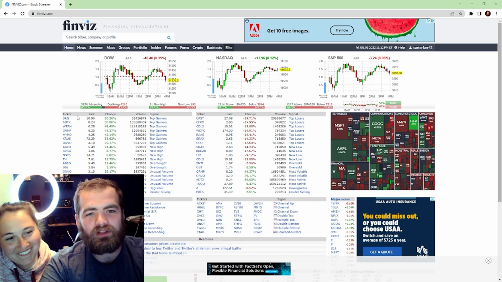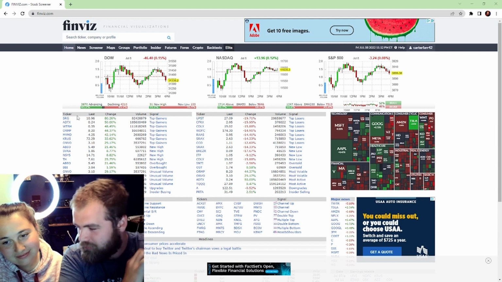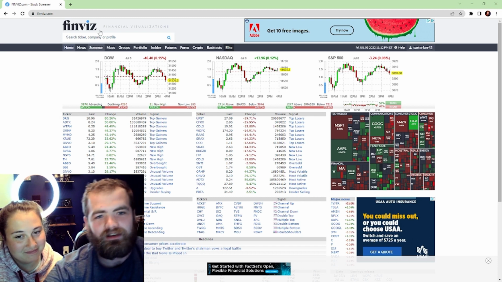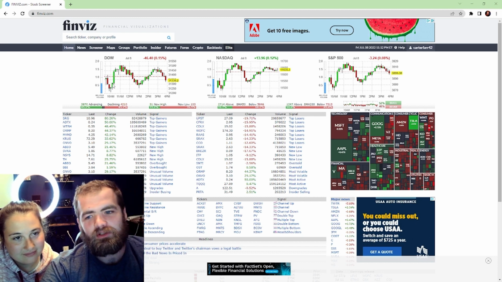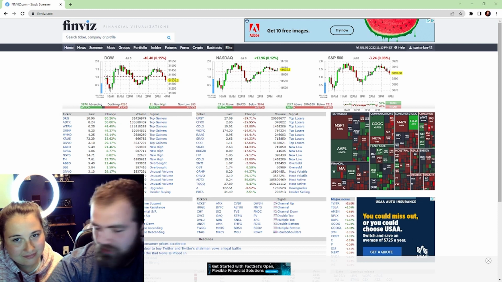This is what you call a stock screener, or stock scanner. Pretty much what this does is it filters every single stock in the stock market with criteria. Very, very simple. Just from looking at it, we have the Dow Jones, NASDAQ, and the S&P 500.